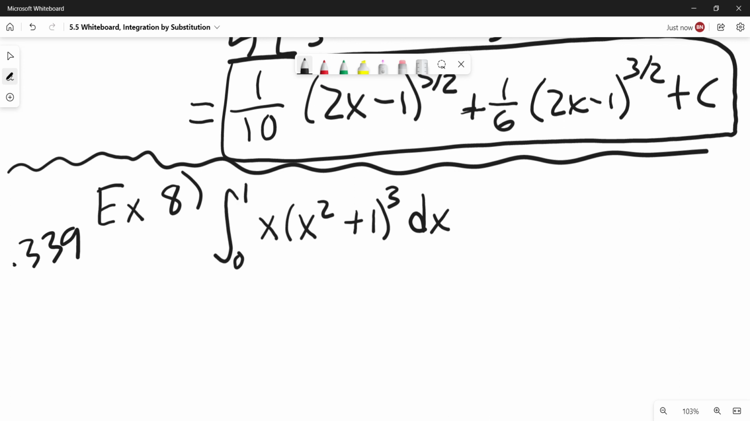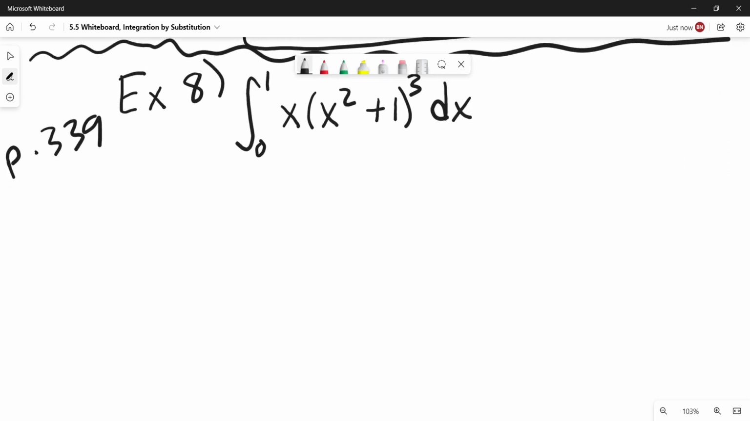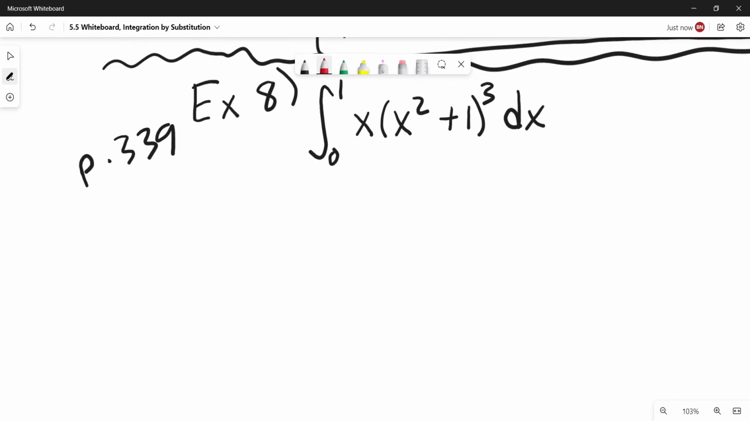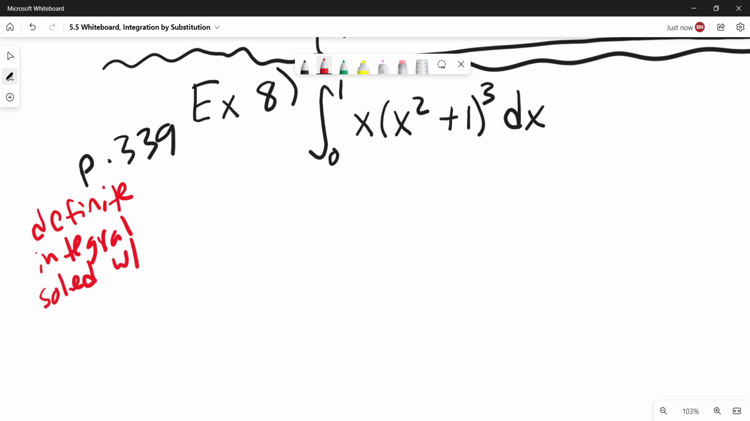But we're going to do this in a way that we use formal u substitution. We go all the way in u substitution. We don't plug back in for x ever. Point of no return. Okay, so we're going to do it. So this is formal u substitution, solving a definite integral with formal u substitution without back substitution, essentially.